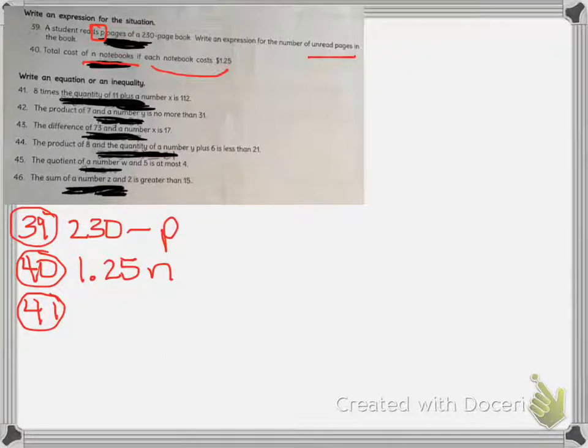Looking at number 41, 8 times the quantity of 11 plus a number x is 112. So we start with 8 times a quantity. So we're going to have 8 parentheses. And the reason we know it's parentheses is because we have another expression going in between the parentheses. So 8 times the quantity of 11 plus a number x. And you notice we are just writing as we are reading out the question. Is means equals 112.